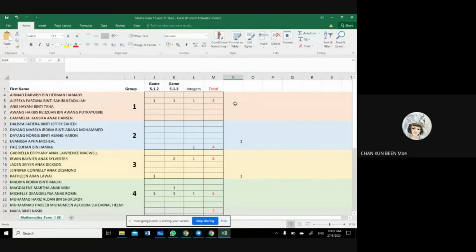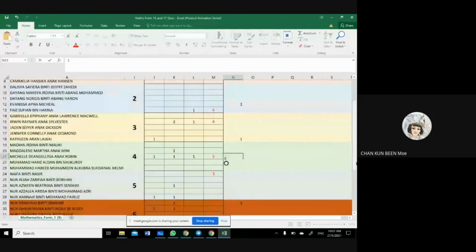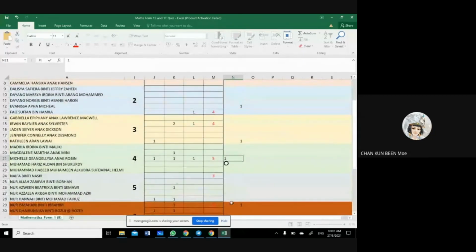Alicia, Michelle, and Noor Ismahani. Wow, Noor Ismahani already gets 2 marks for the group.